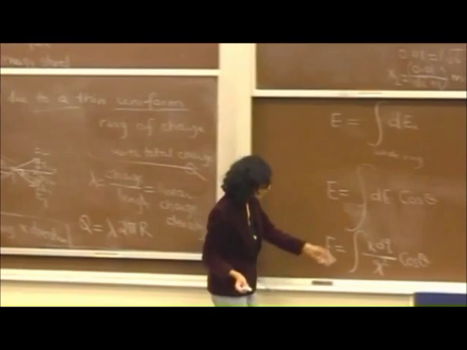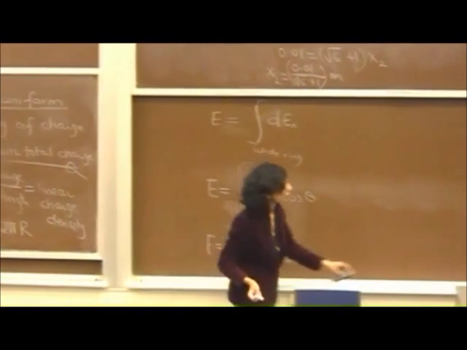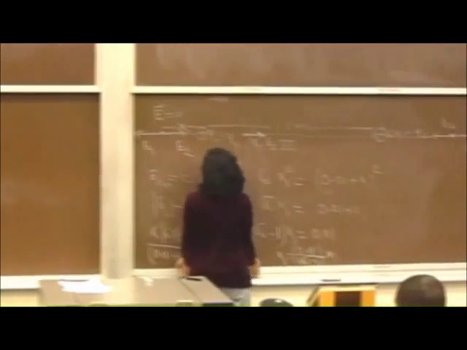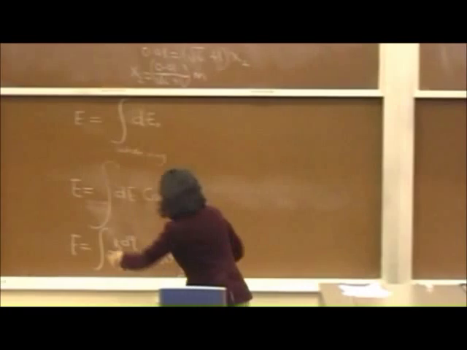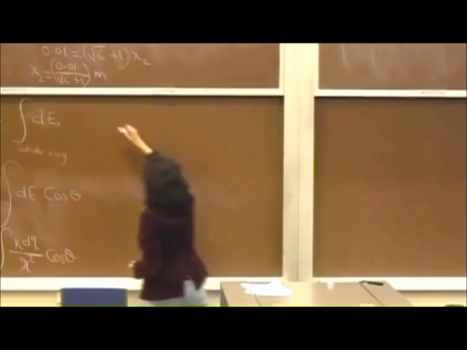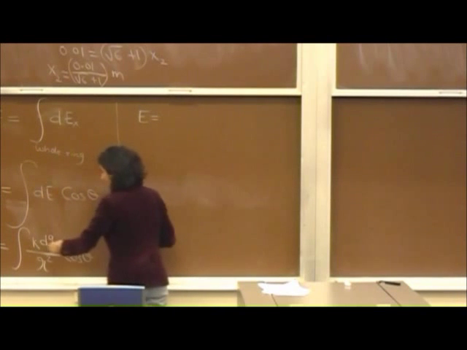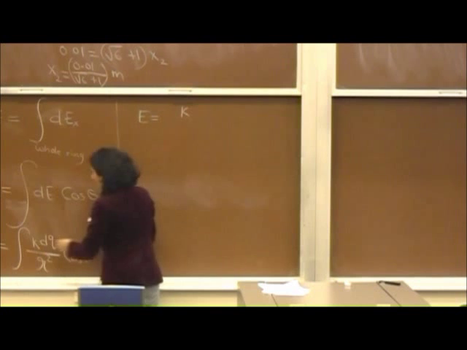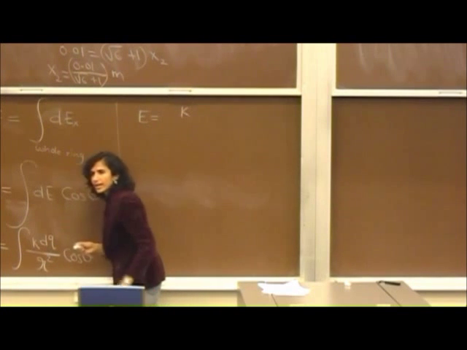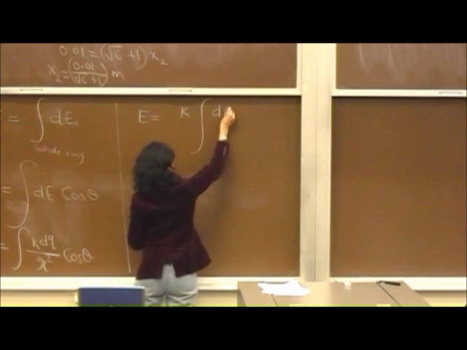Okay, so at this point, let's just try to plug in values. These are not very difficult integrals to do. Actually, this one is so trivial that you'll be amazed. So all we have here, let me try to do it over here, is E is equal to k integral dq. Can I pull k out of the integral? Yeah, k is just a constant. I can pull it out. And then I have integral dq.